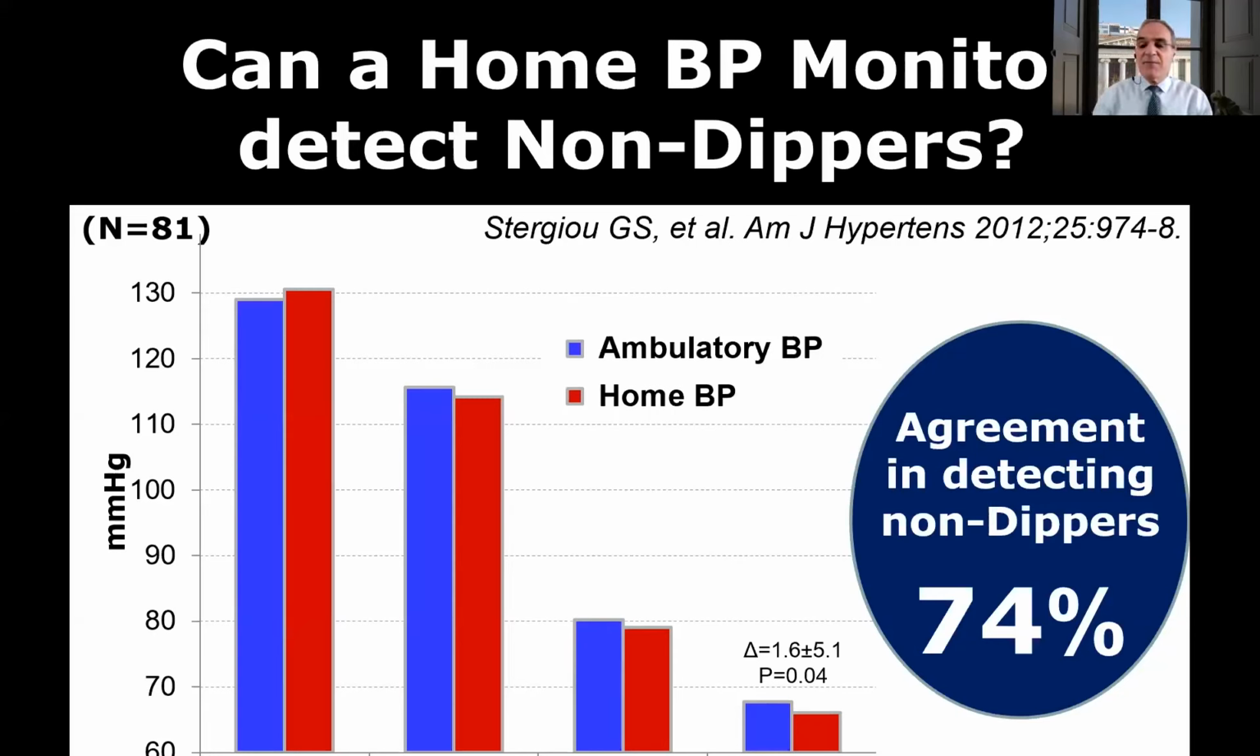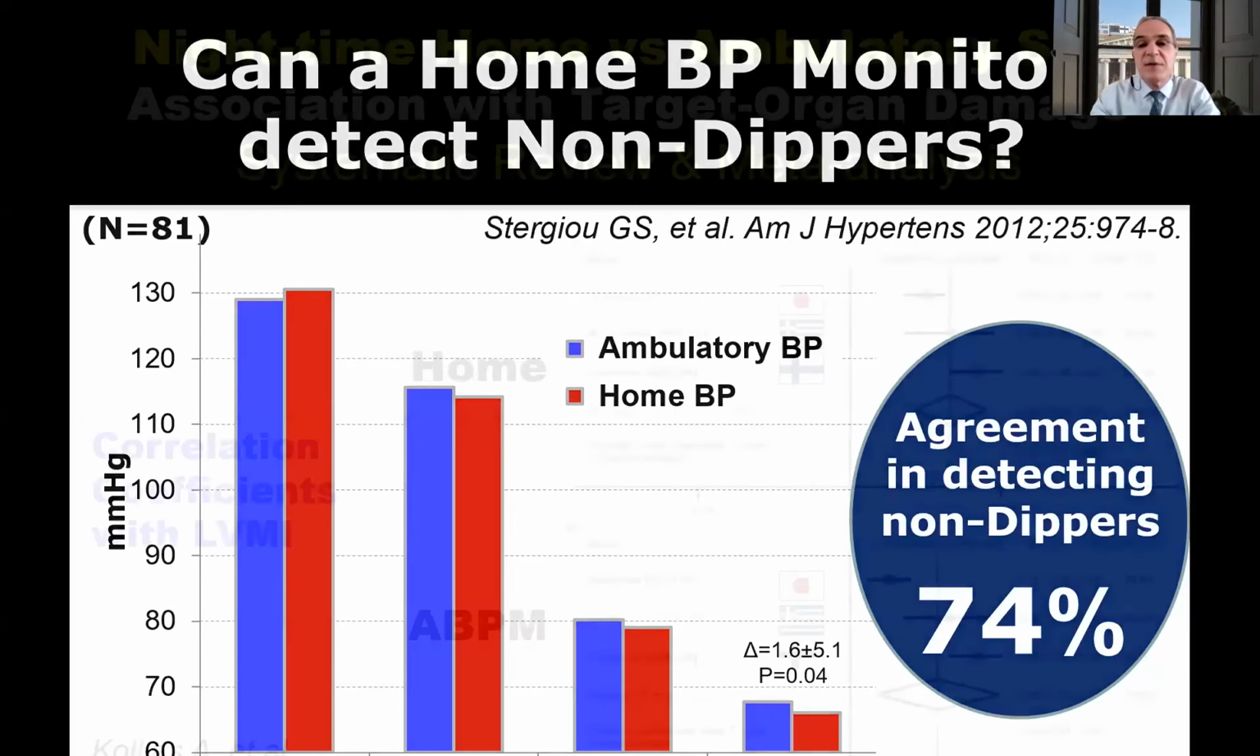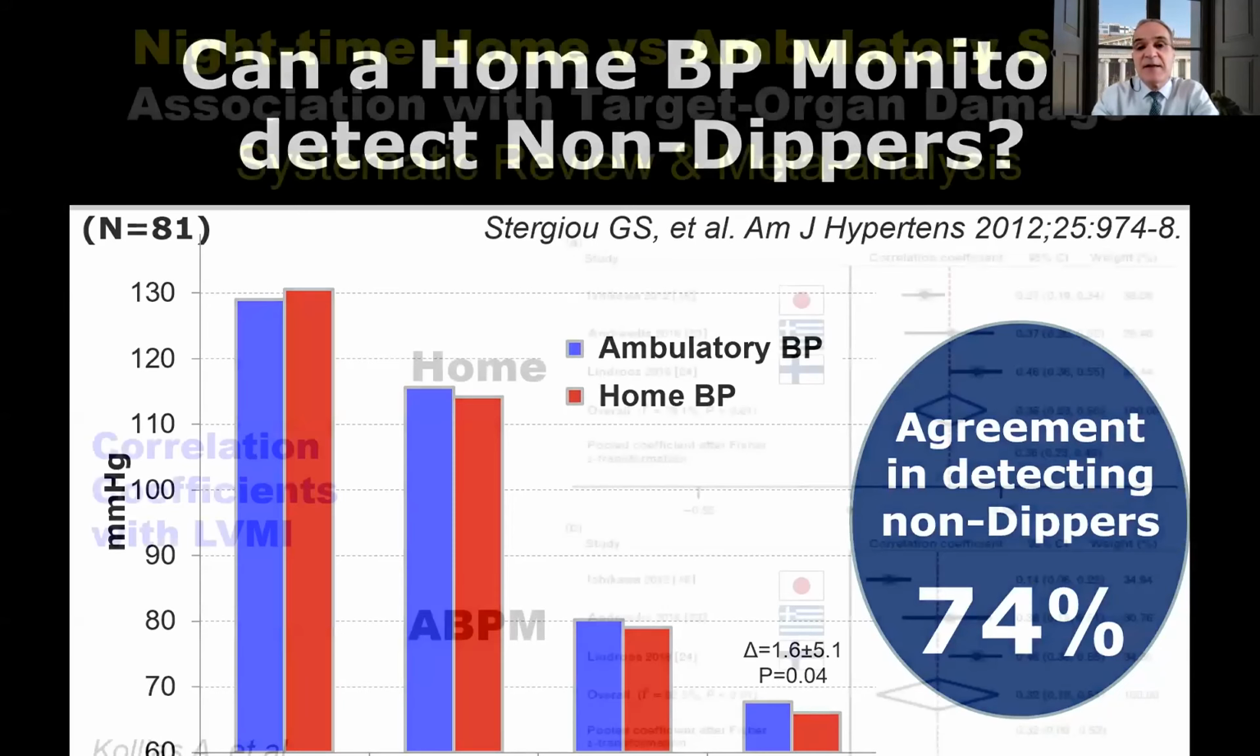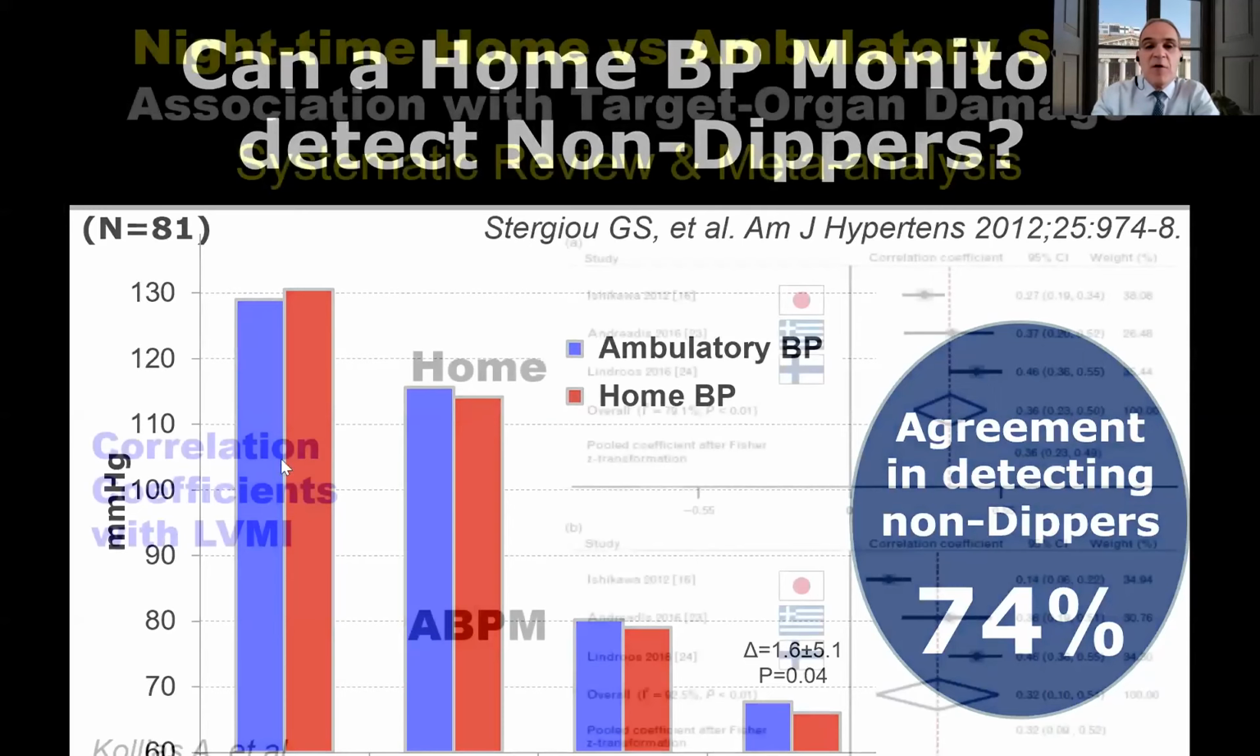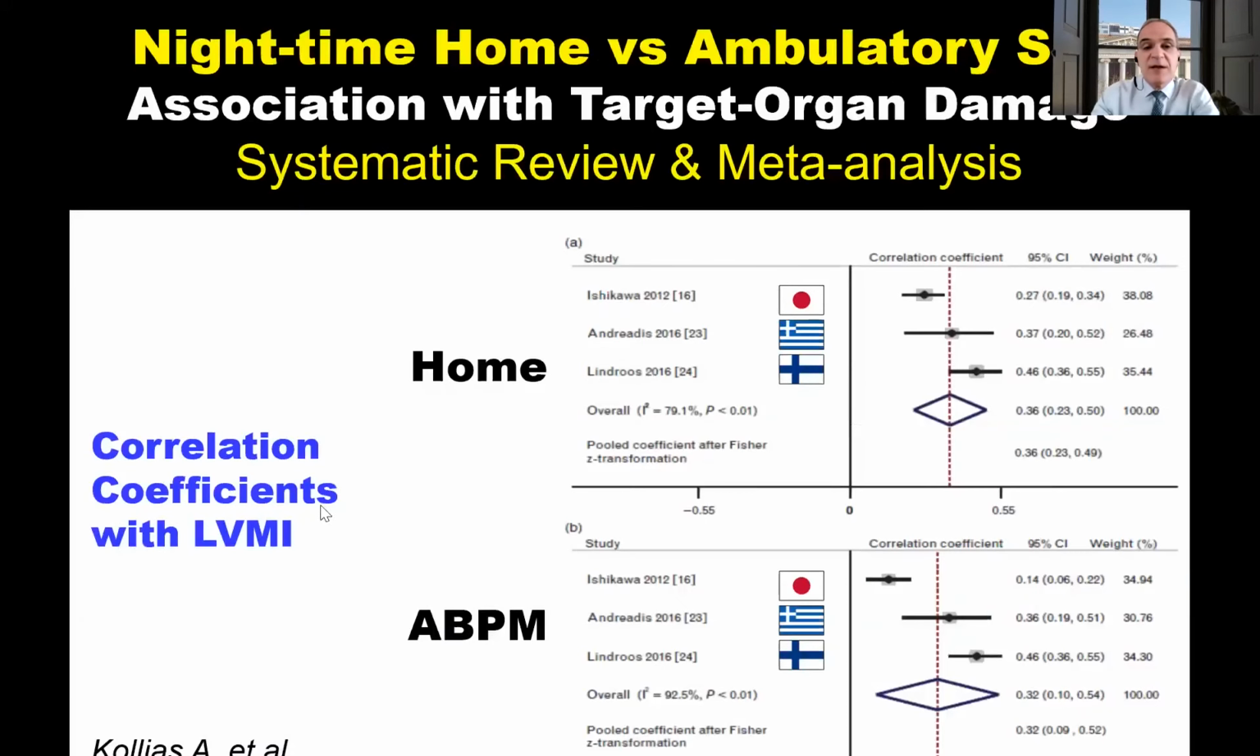75.4% is ideal, because if you do ambulatory blood pressure monitoring twice, the agreement between repeated ABPM is 75%. And you can see here studies from Japan, Greece, and Finland. And you can see the correlations of home and ambulatory nocturnal blood pressure are quite similar.